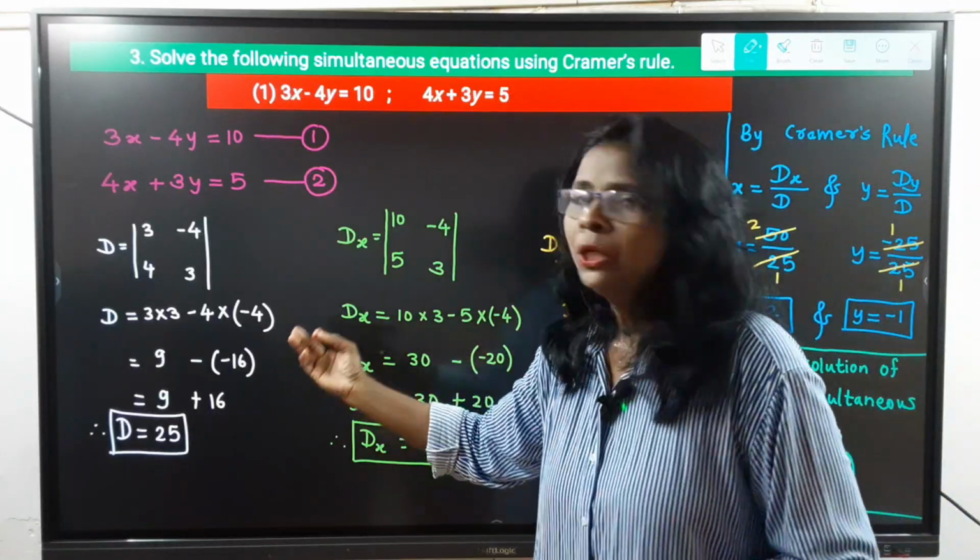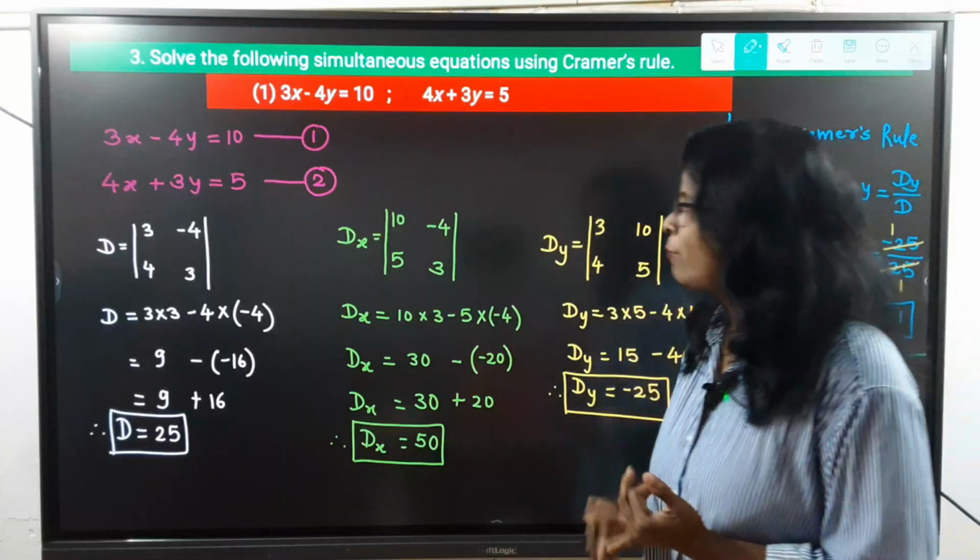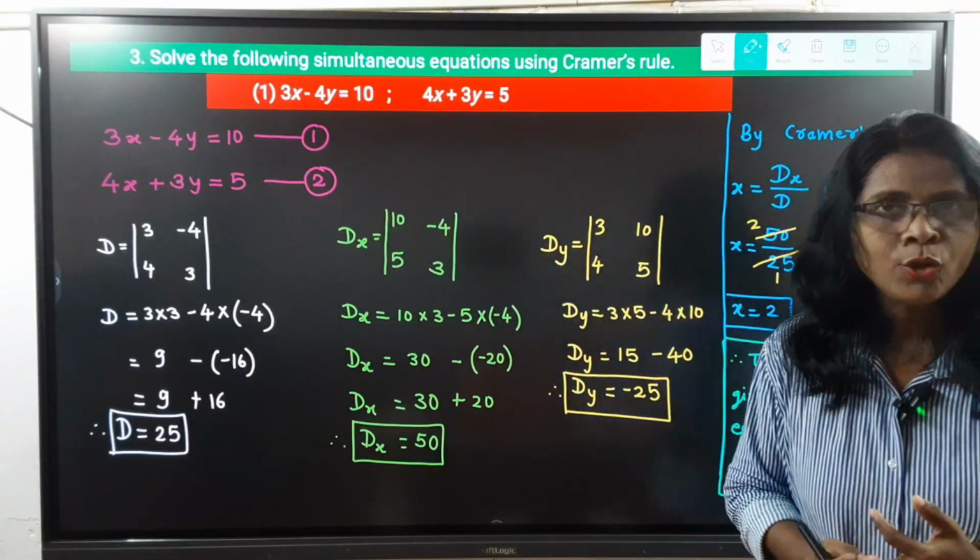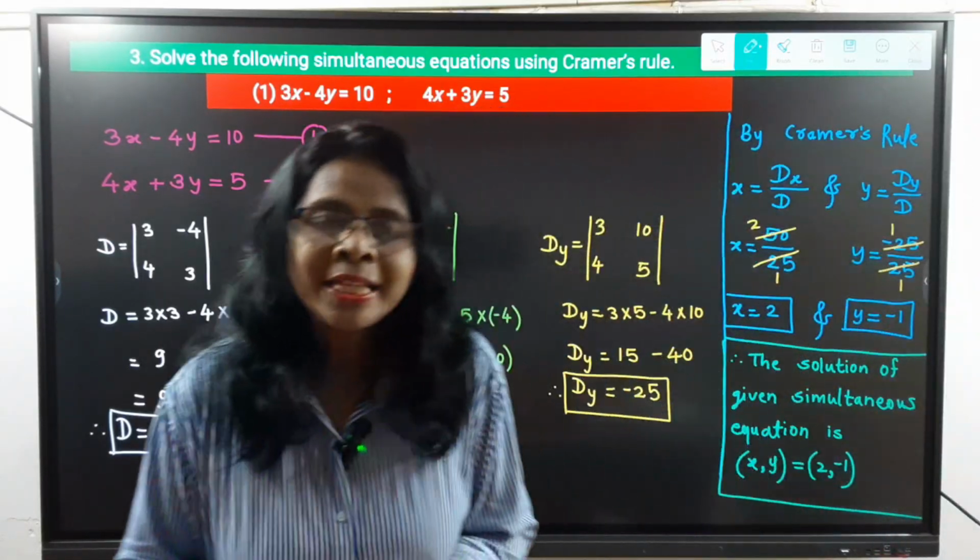By such steps you have to find the value of D, then the value of D of x, then the value of D of y, and use Cramer's rule as per the given variables. Okay students?